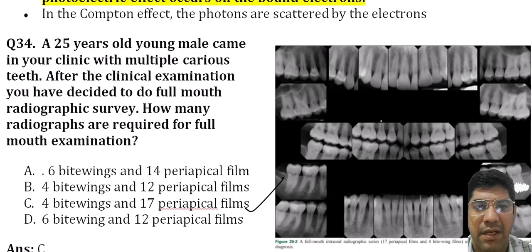Bitewings are used to visualize the interproximal caries and assess the height of the alveolar bone. Periapical radiographs are used for assessing the overall health of the teeth and supporting structures. So this combination of 4 bitewings and 17 periapical films is the minimum required for a full mouth survey.